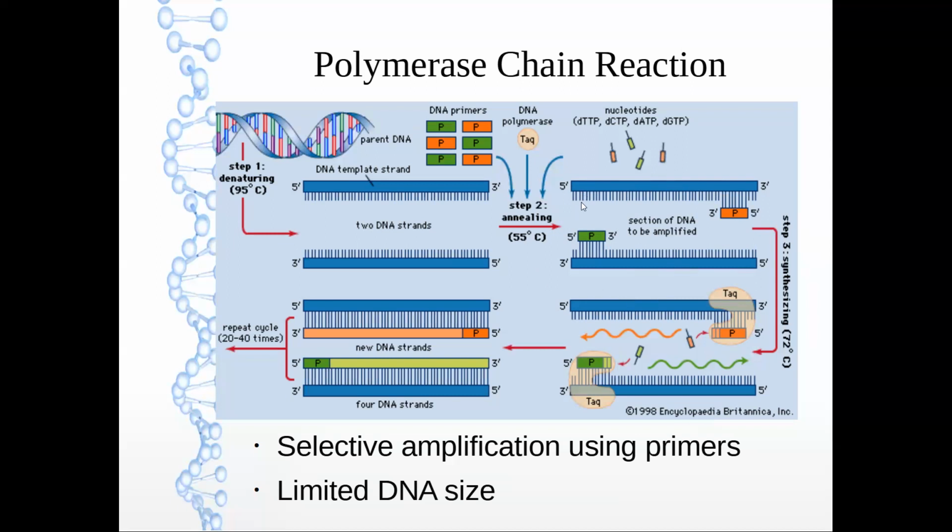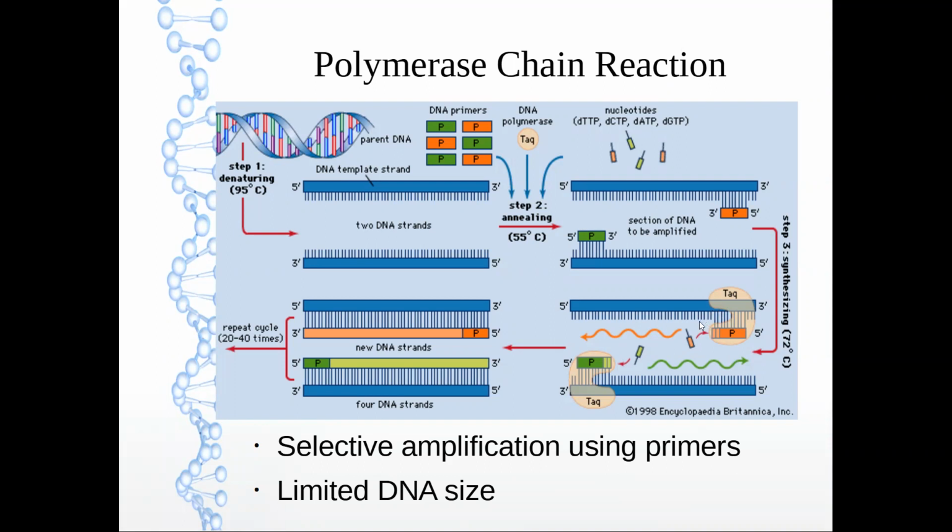So after annealing to a certain temperature, you would now ramp up the temperature again, increase the temperature to 72. The 72 degrees temperature is actually the optimum temperature for the polymerase. We are using a polymerase that, before, was extracted from a certain bacteria that was living in a hot spring. So it's Thermus aquaticus. That's why it's called Taq polymerase, the polymerase from Thermus aquaticus.